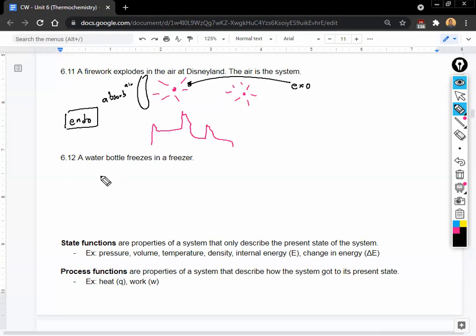All right, 6.12. A water bottle freezes in a freezer. Is this exo or endo?